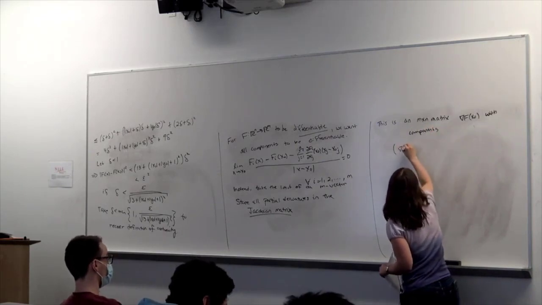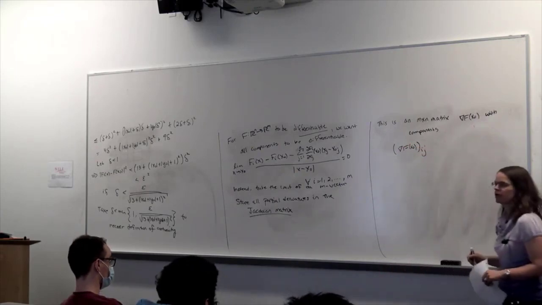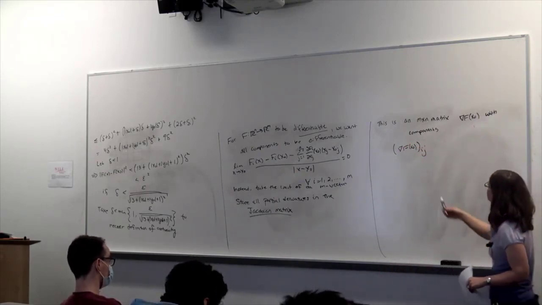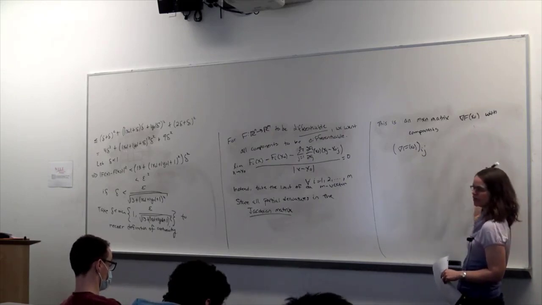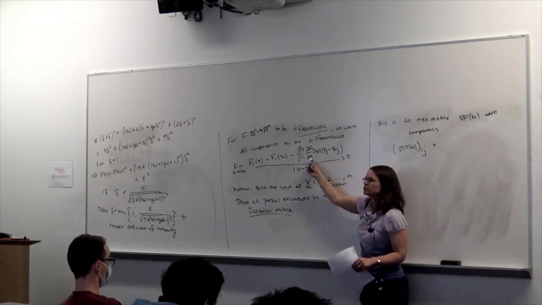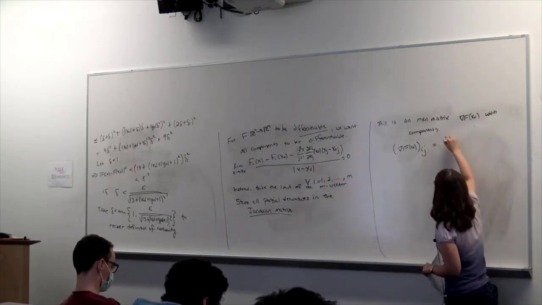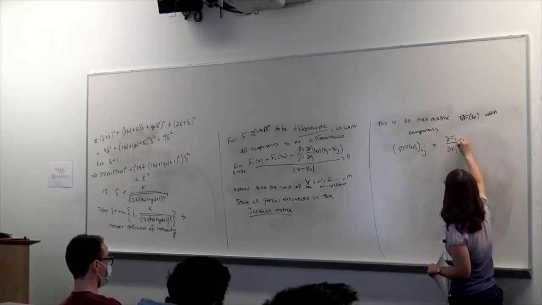So for each component of this matrix, ij, again, i equals 1 to m. We run through all the components of f. j equals 1 to n. We run through all our variables. And this is simply going to be precisely this partial derivative. So partial of fi with respect to xj.